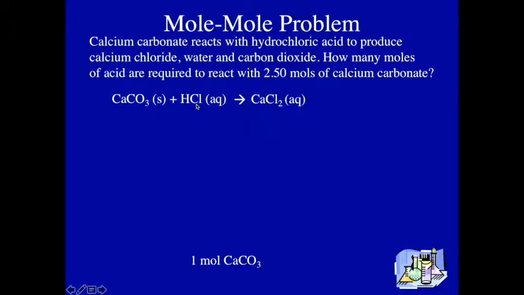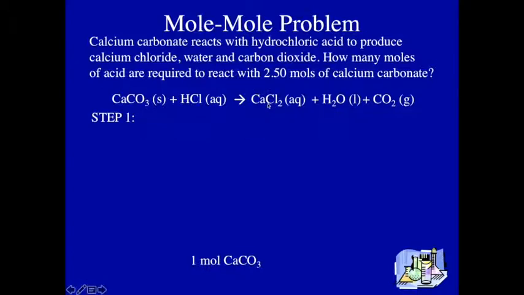It will produce calcium chloride. Calcium has a +2 charge. Chloride, each one has a -1 charge. Therefore, we need 2 -1s to balance the +2. We get water, which again, we're going to see hydrogens from here joining with oxygens from here to make water, and then carbon dioxide.